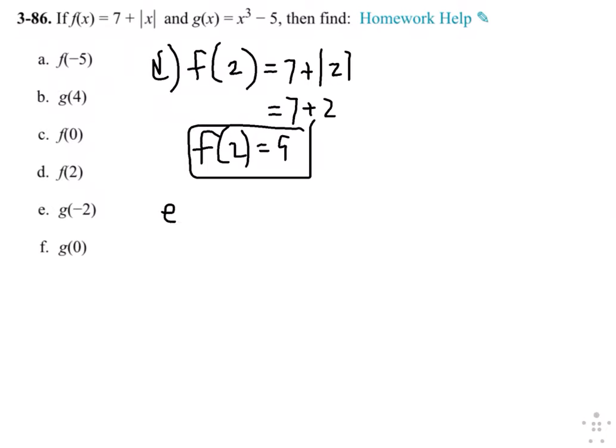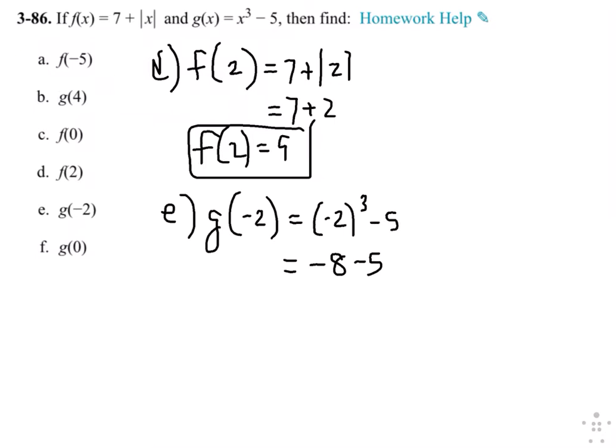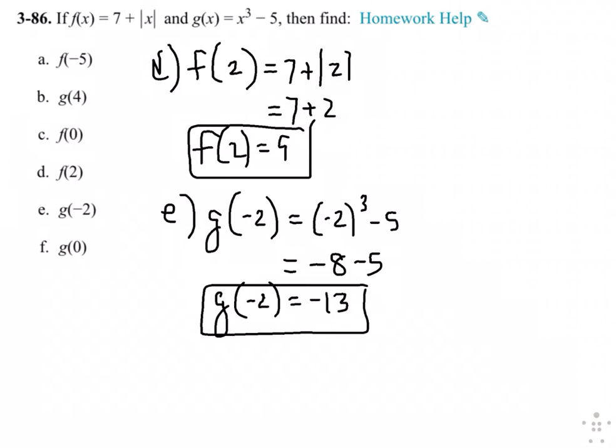For E, we have g of negative 2 equals negative 2 cubed minus 5, which equals negative 2 cubed is negative 2 times negative 2 times negative 2. That's negative 8 minus 5. So g of negative 2 equals negative 13, right, for E.